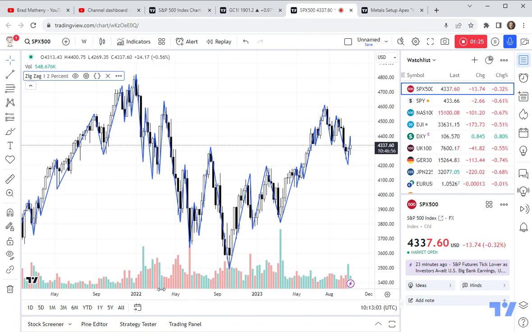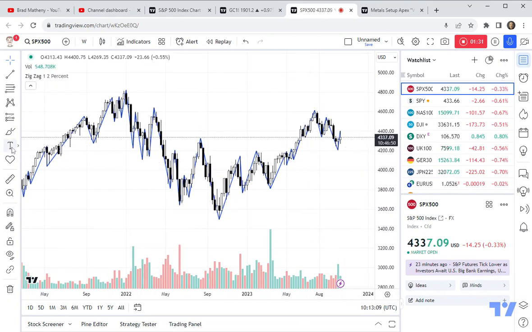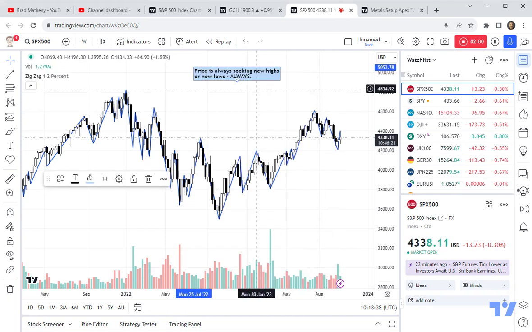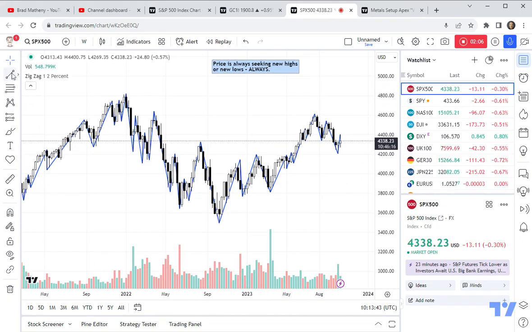So the way you use Fibonacci price theory and the way it works is that I'll highlight it here. Price is always seeking new highs or new lows. Always. So understand that that means that we are always in the process of trying to find a new high or a new low as price rotates around. I want you to keep this in mind as we go forward. And I'm going to draw some things on the chart here to help you understand.